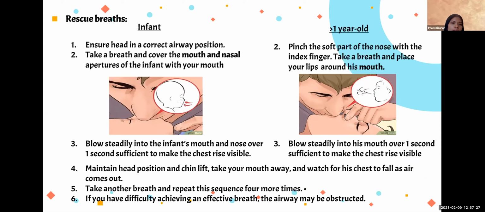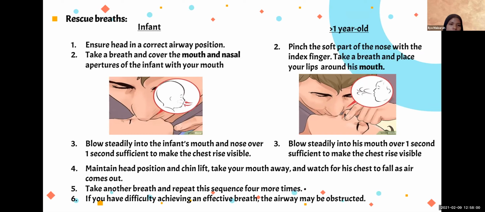For the rescue breath, first, you need to ensure the head is in the correct airway position. Second, take a breath and cover the mouth and nasal aperture of the infant with your mouth. Third, blow steadily into the infant's mouth and nose over 1 second, sufficient to make the chest rise visibly. Next, maintain the head position and chin lift. Take your mouth away and watch for the chest to fall as air comes out. And last, take another breath and repeat this cycle 4 times.